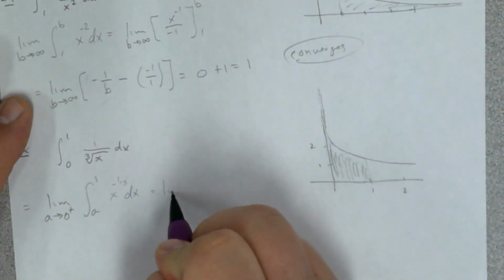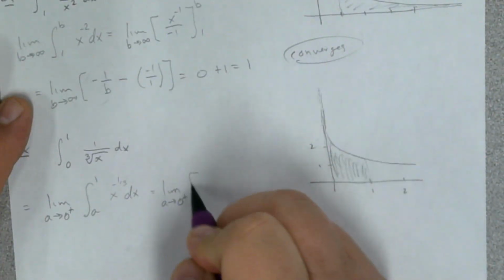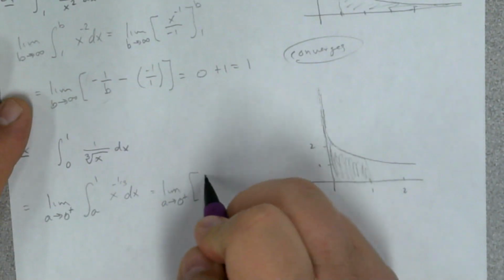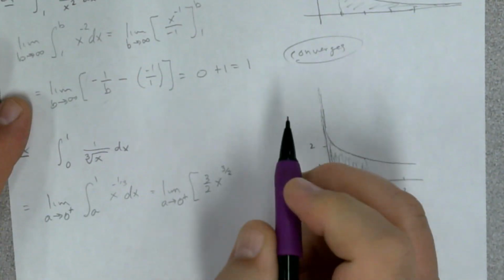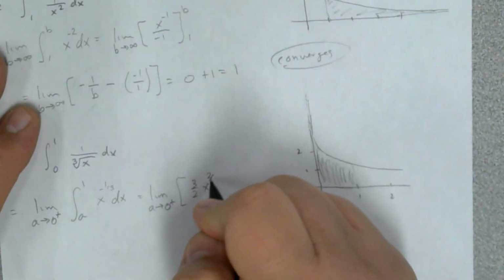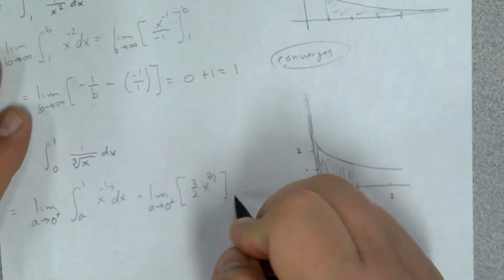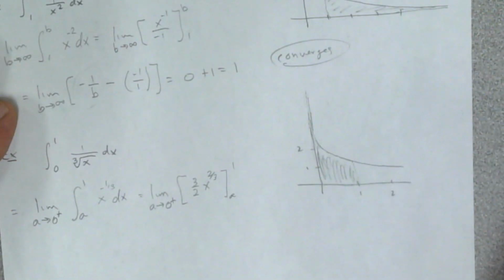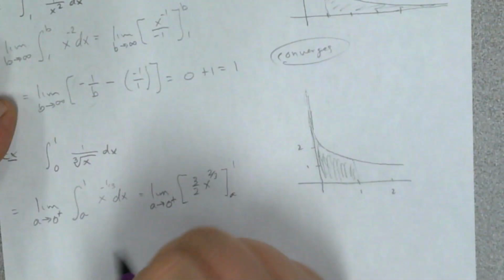Here's my limit. And then this quantity here is going to be 3 over 2 x to the 2/3. I do not think that's x to the 3 halves, excuse me, it's 2/3. There we go. And we're going to go from A to 1. Yep, raise to the power 1 gives me 2/3. Divide by 2/3, flips it over, gives me this quantity right here.